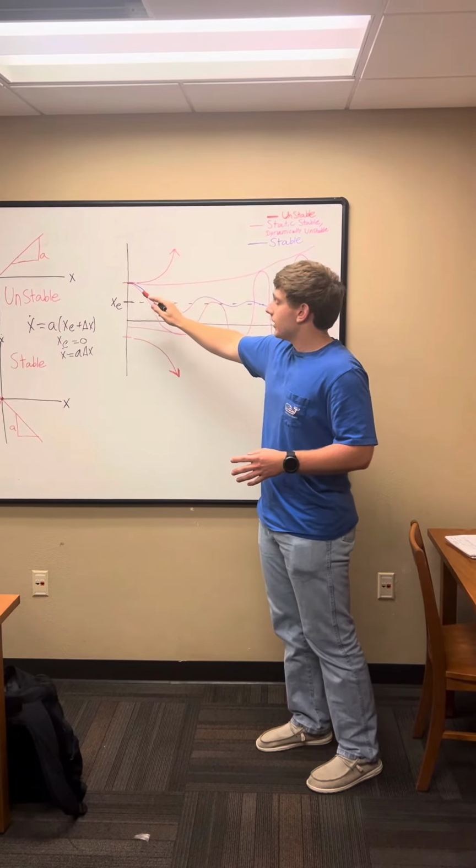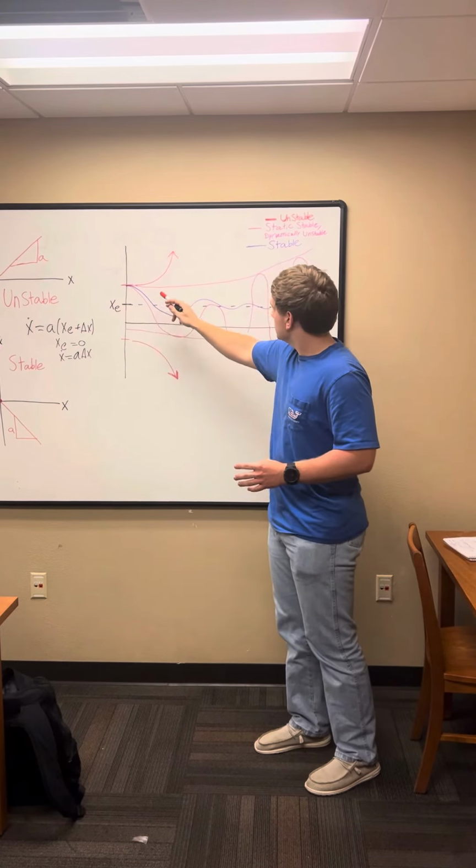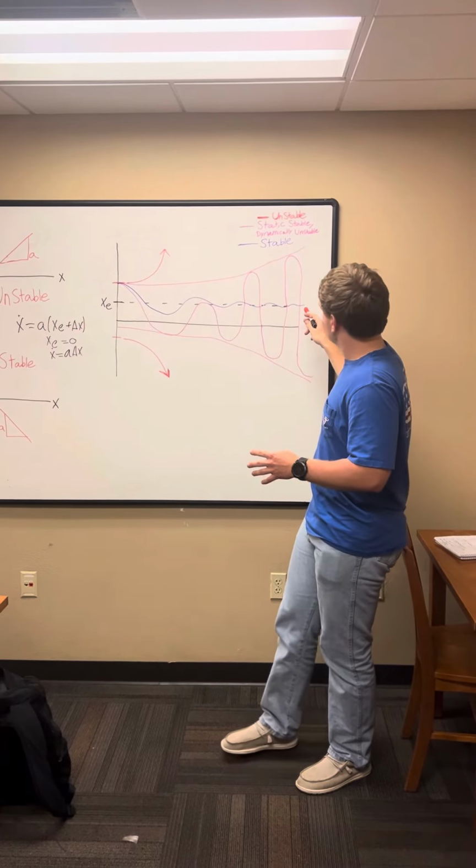Our last one here is a stable graph, and it wants to stay along this equilibrium point. It starts oscillating a little bit, but it levels out and stays stable the rest of the way.